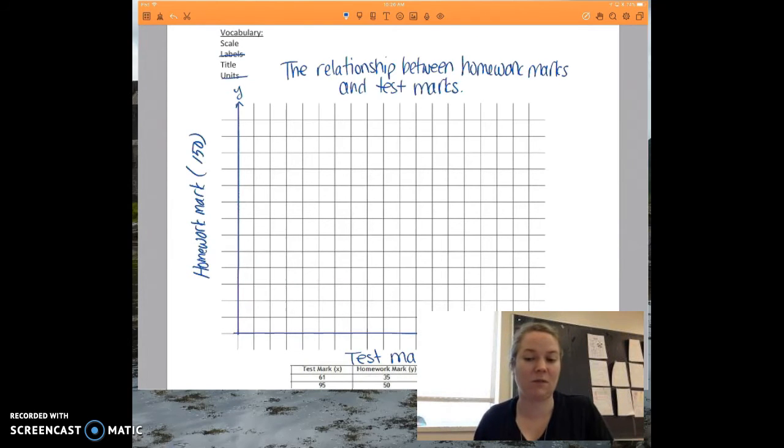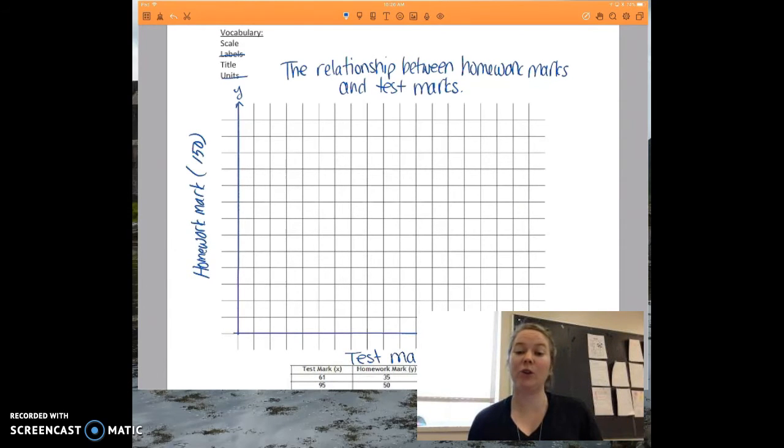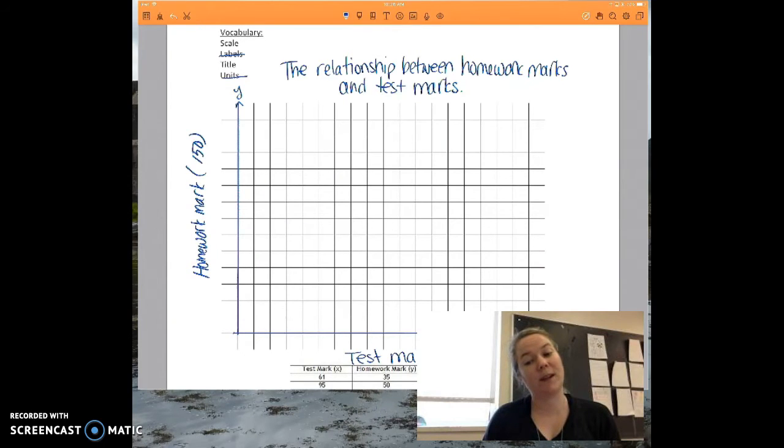I want to find out if there's a relationship between how well you do on your homework and how well you do in your test. If you do really well on your homework, does that mean you're more likely to do really well on your test?